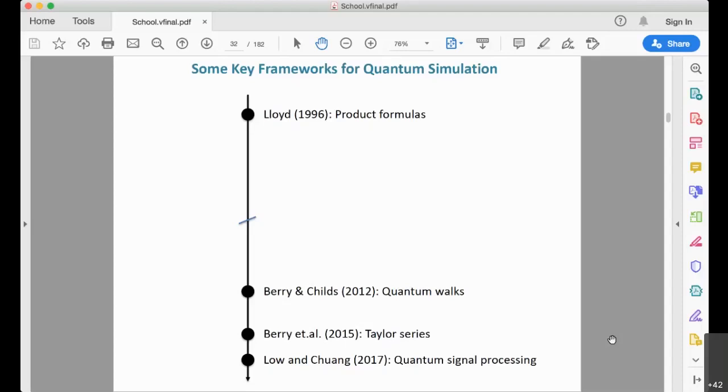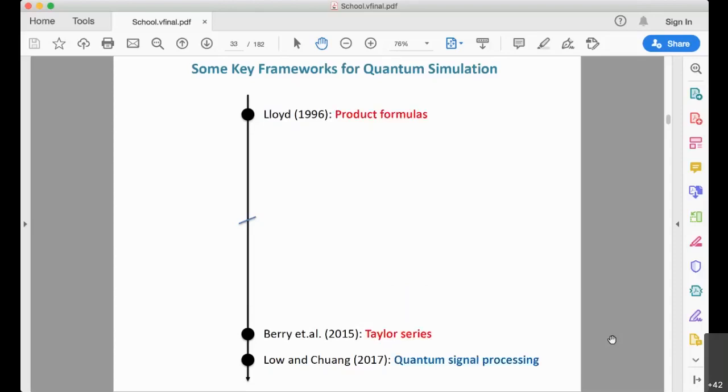More recently, in 2015, we came up with this idea of using a Taylor series approach. And we improved upon everything that was previously known about this problem. So that kind of steered the field a little bit, and people started to investigate even more techniques for Hamiltonian simulation. And I would say another key framework was developed later using similar ideas to this Taylor series approach. It's called quantum signal processing by Low and Chuang, and there was a paper in 2017 about this.